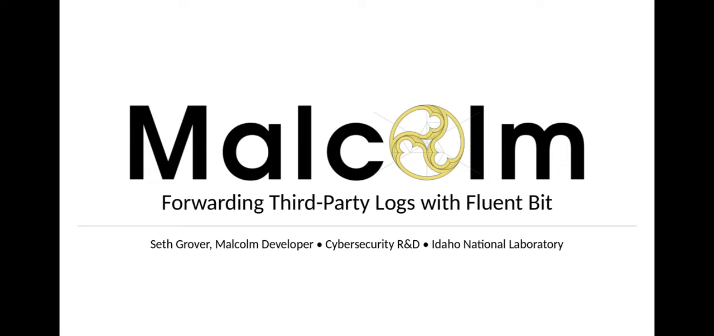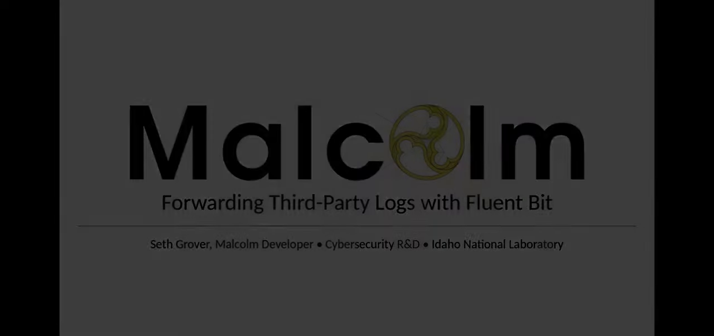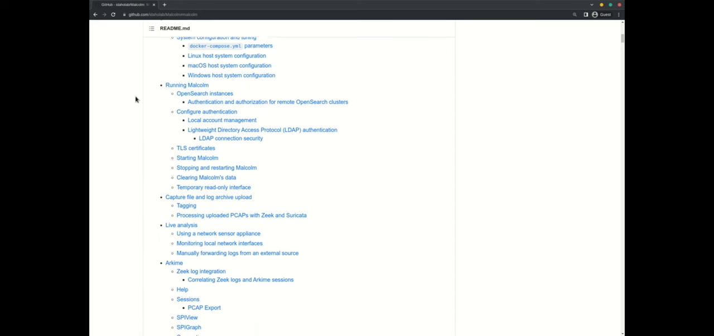Malcolm uses OpenSearch and OpenSearch Dashboards for data storage, search, and visualization, and Logstash for log processing. Because these tools are data agnostic, Malcolm can be configured to accept various host logs or other third-party logs sent from log forwarders such as Fluent Bit and Beats.